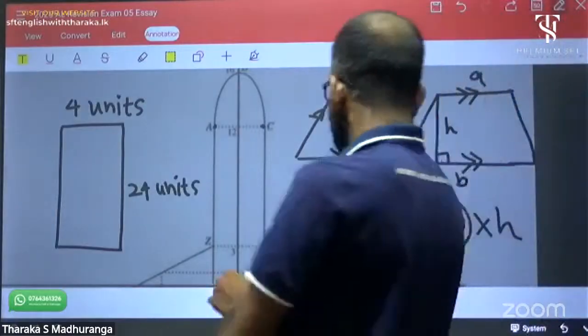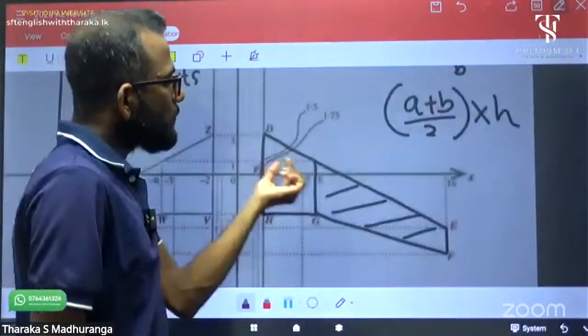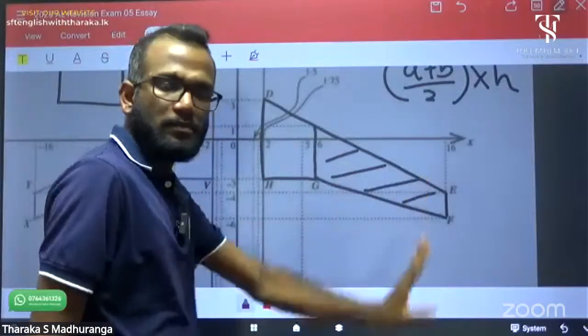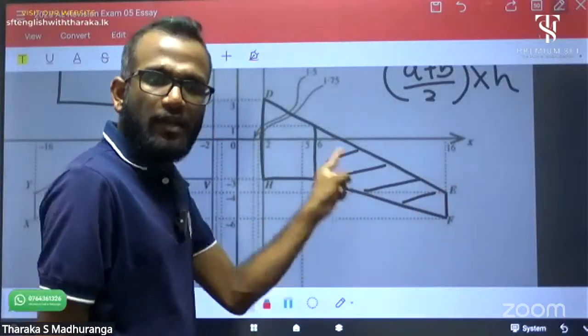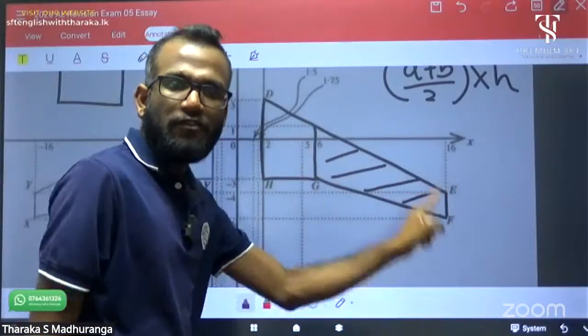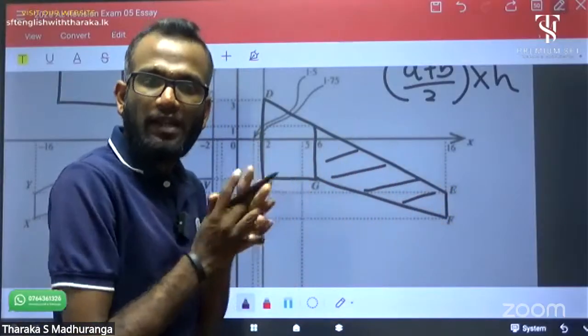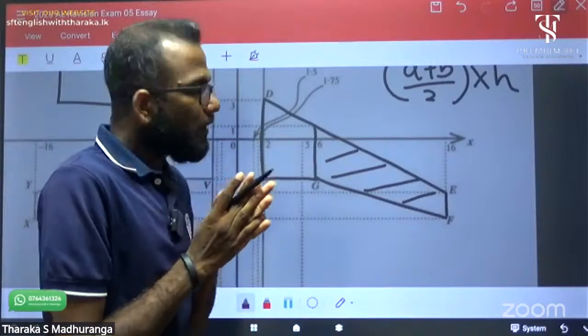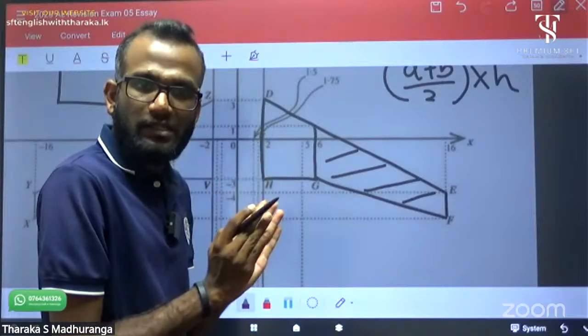Right? Okay. Now, what are the two parallel sides of this trapezium? EF and this side, GX. EF and GX. How do we identify that they are parallel?